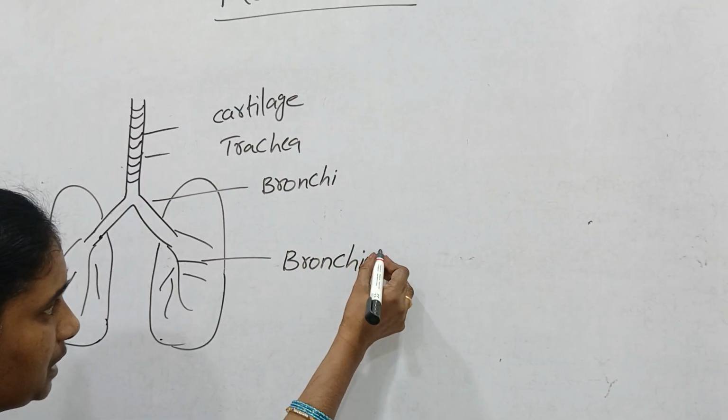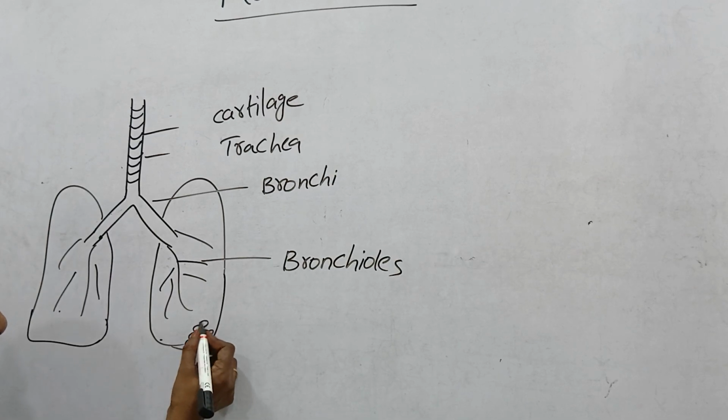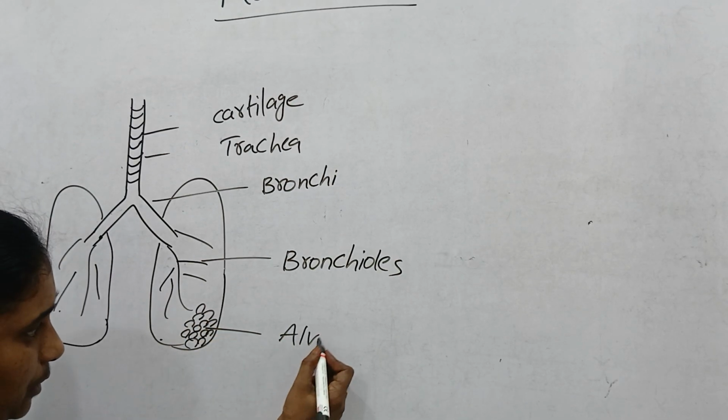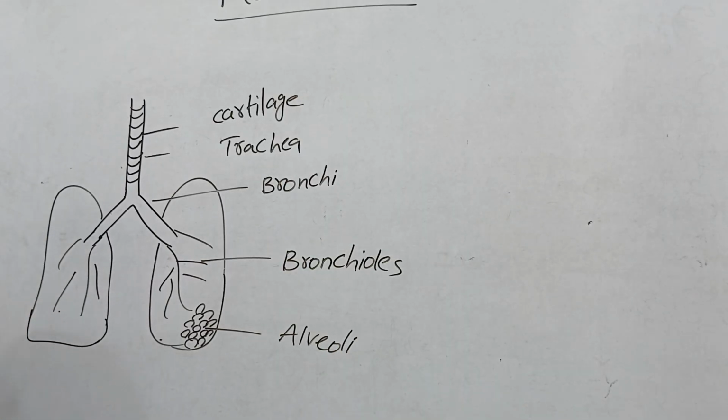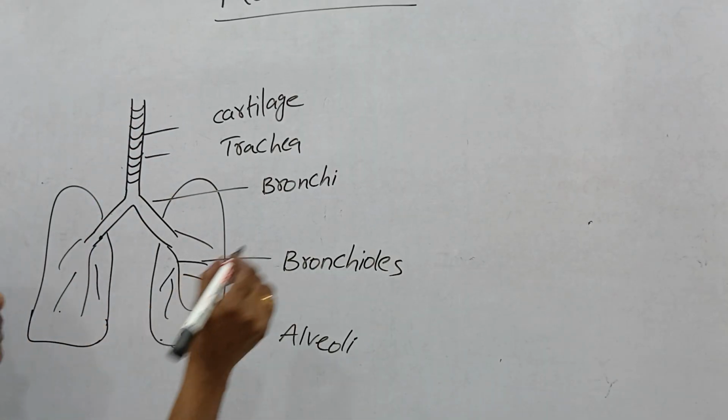Bronchioles. So these lungs are made with many small sac-like structures. The small sac-like structures are called alveoli. These alveoli are called structural and functional units of lungs. Okay. So when we inhale the air, air enters through this pathway we will see now.